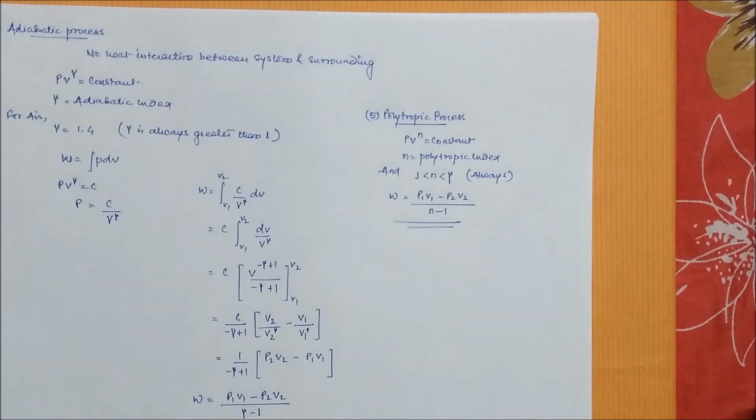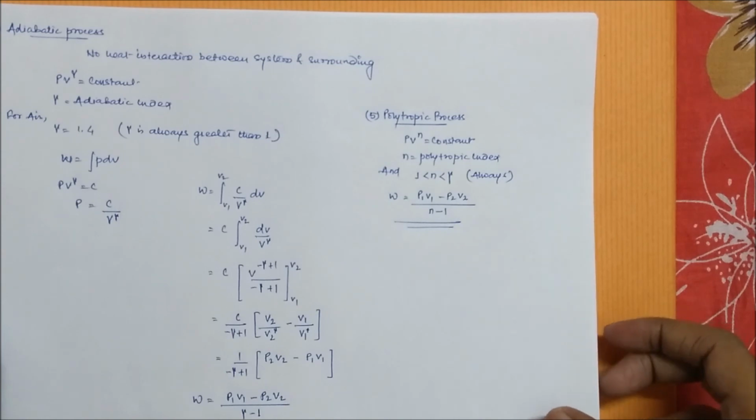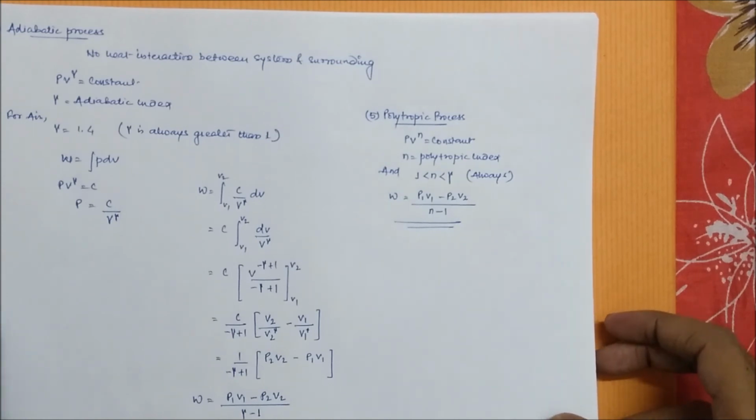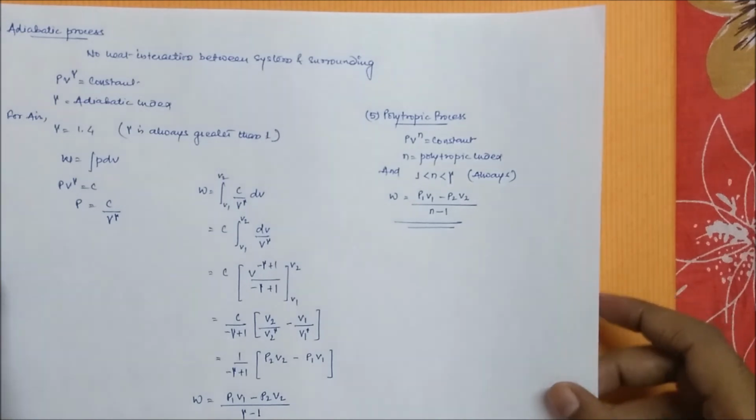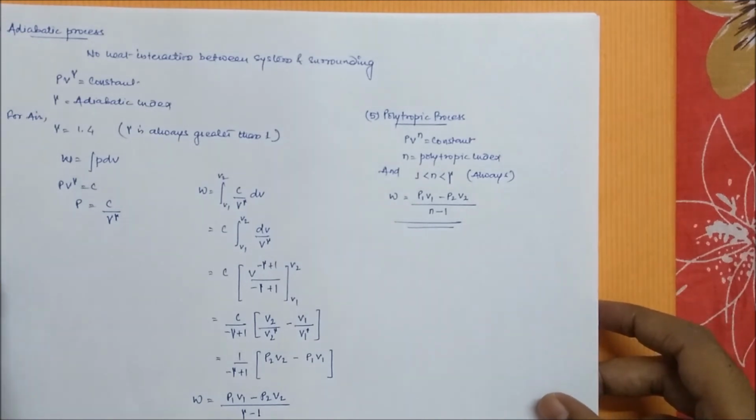We have calculated the work done for different processes like constant volume, constant pressure, constant temperature, adiabatic process and polytropic process.